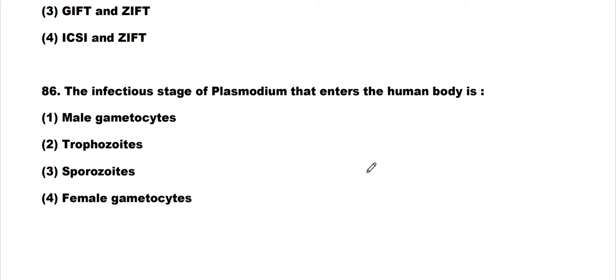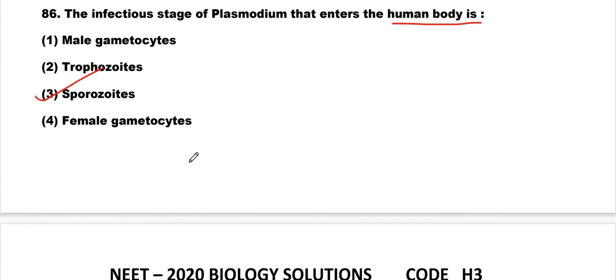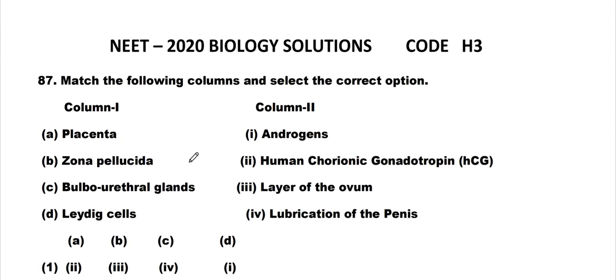Next, question 86. Infectious stage of Plasmodium that enters the human body. So simple, straight away question. Plasmodium infects man in the form of sporozoite. So sporozoites are the infective stages of Plasmodium to human.